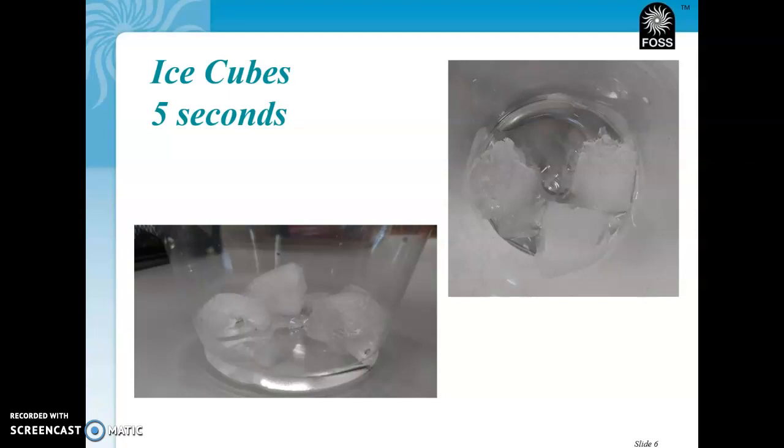First, I took the ice cubes. Instead of putting them in a hot water bath, I melted them for 5 seconds in a microwave. So what you see on your screen right now is both the bird's eye view as well as the side view after 5 seconds. Do you notice any changes within the ice cubes?